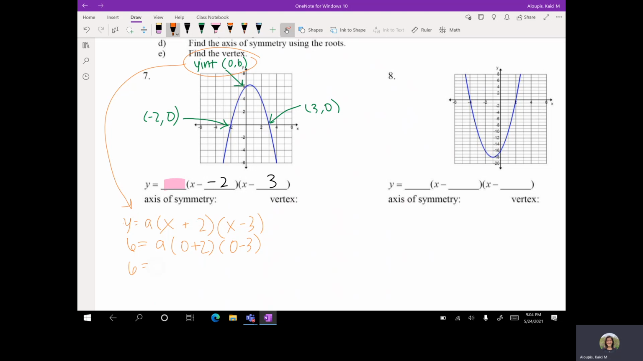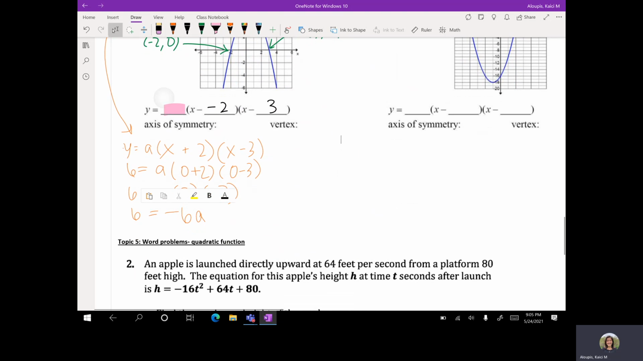6 equals A times (0 add 2 is 2), times (0 subtract 3 is negative 3). So 6 is equal to A times 2 times negative 3, which is negative 6. I'm actually going to flip that because we always write the number first as a coefficient: negative 6A. The last bit is to solve for A.